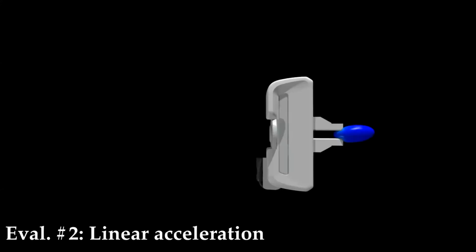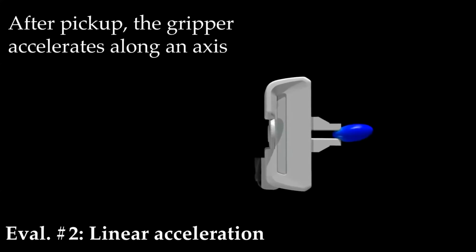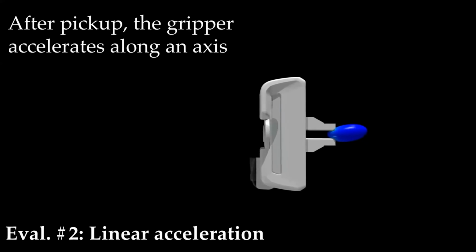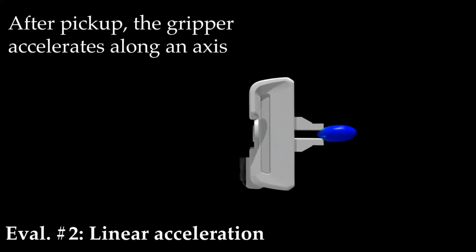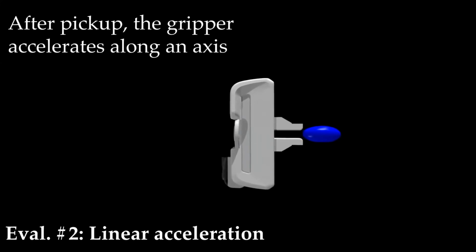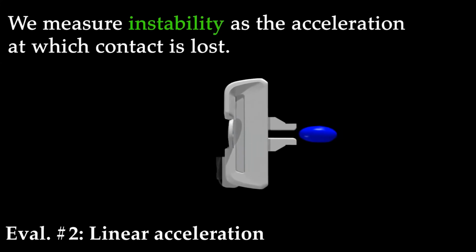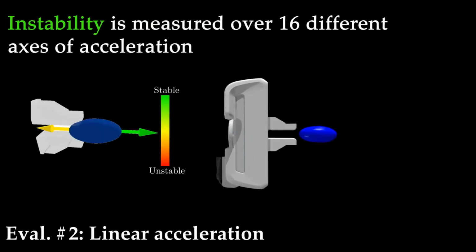For linear acceleration, we first go through the same pickup process, and once pickup is achieved, the gripper accelerates along an axis under a constant jerk. The script then records the instability along that axis, which is defined as the acceleration at which the gripper loses contact with the object. In total, there are 16 different axes of acceleration for which instability is measured.